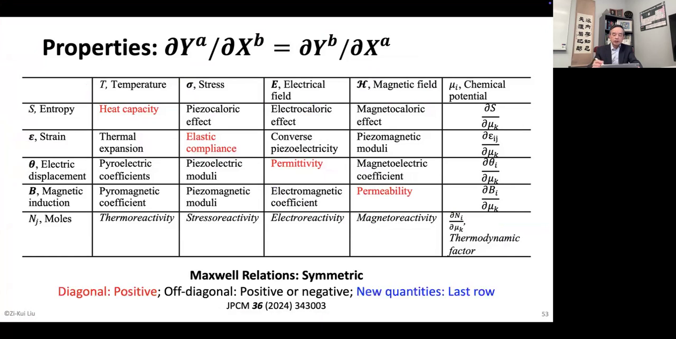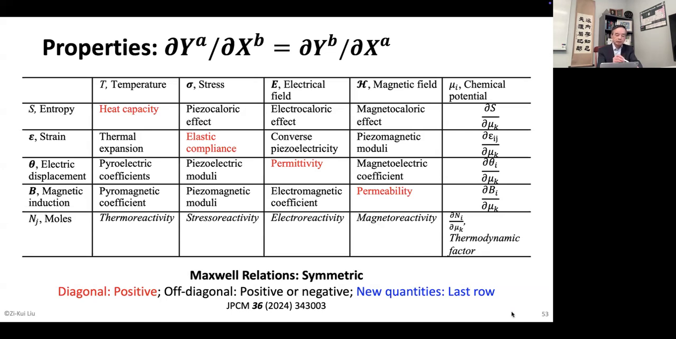As I just mentioned, the diagonal terms are all positive for a stable system. But the off-diagonal terms are not required to be positive. So sometimes they are negative. Actually, there are many cases where they are negative, like the negative thermal expansion. The volume decreases with increasing temperature. Actually, all of them can be negative at a given condition or in different systems at different conditions.